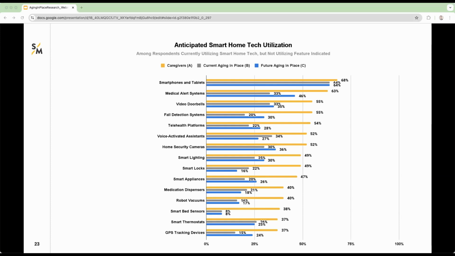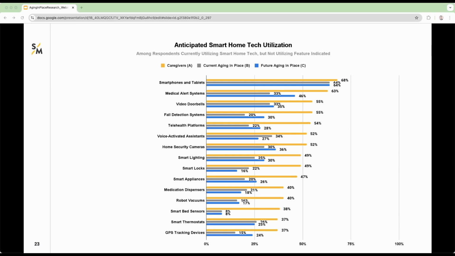But what I do want you to pay attention to is all of those yellow lines, right? They're all kind of like twice as long as the gray or the blue ones, right? Well, the yellow lines there, those are our caregivers. And what this shows us is that they anticipate utilizing smart home technology on behalf of their aging in place person at nearly twice the rate or more of the aging in place person themselves.